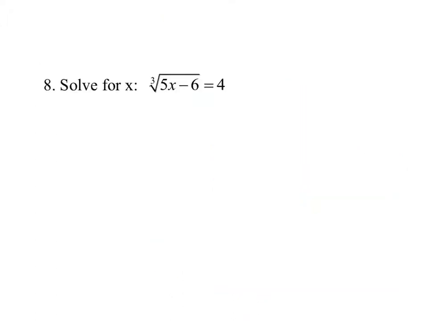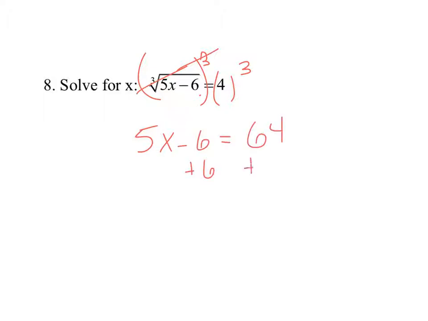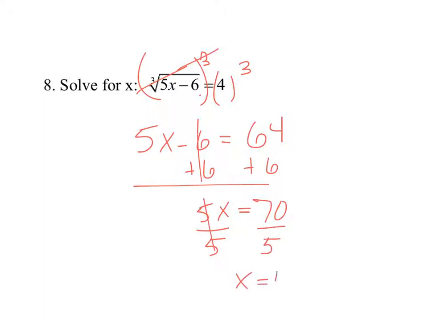For the next question, I want to solve this radical equation. There's only one radical, therefore I want to make sure the radical is by itself, and it is. In order to solve for this, I need to get rid of the cube root, and to do that, I'm going to cube both sides. Remember, what you do to one side, you have to do to the other. That will cancel out the cube root on the left and get 64 on the right. You're going to add 6 to get 5x equals 70 and divide by 5. And you'll get x equals 14.